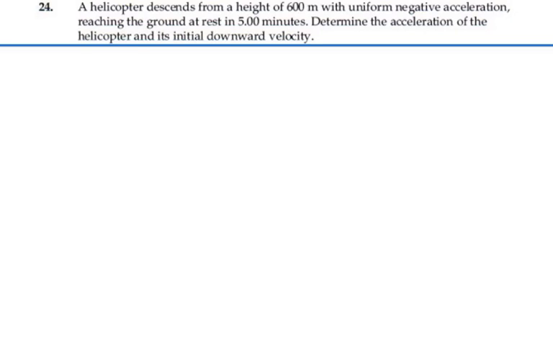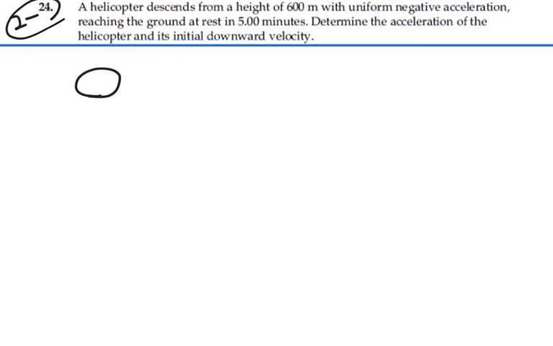Here's problem 224. A helicopter descends from a height of 600 meters with a uniform negative acceleration, reaching the ground at rest in 5 minutes. Determine the acceleration of the helicopter and its initial downward velocity.